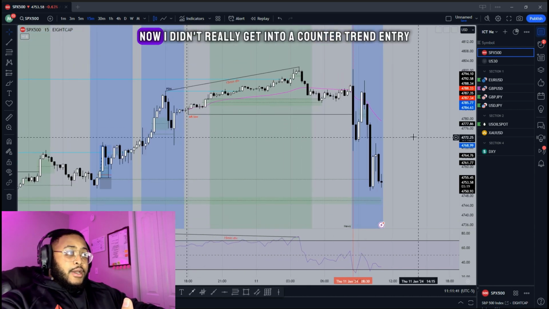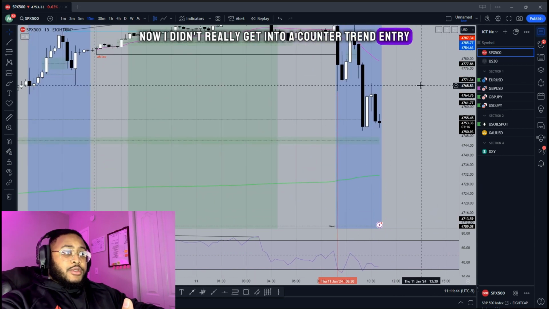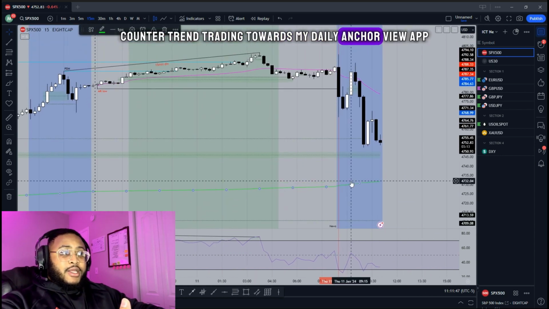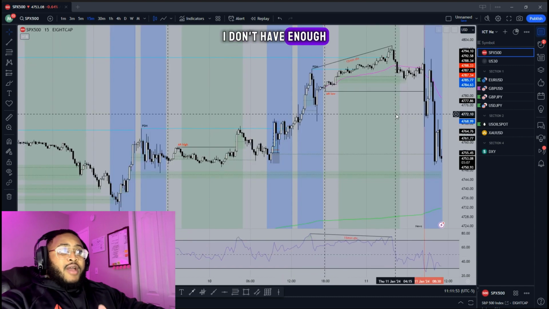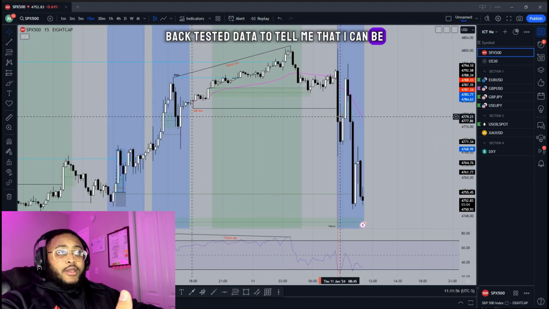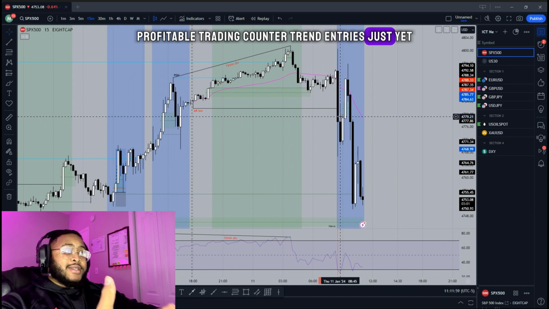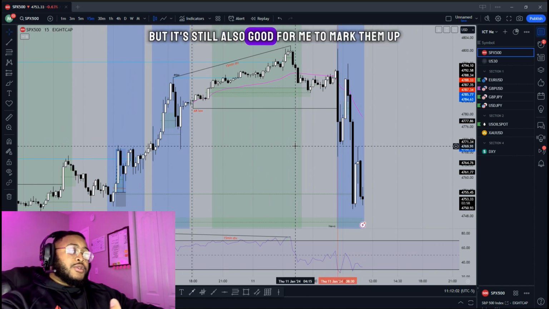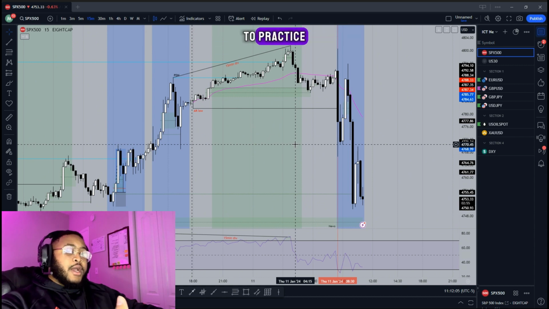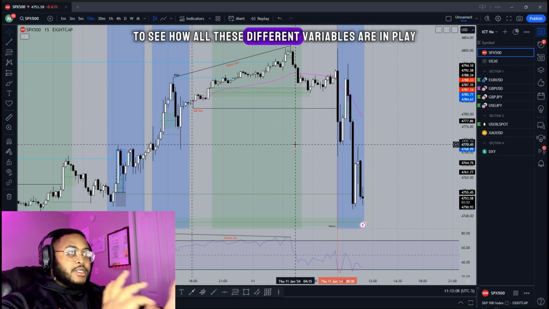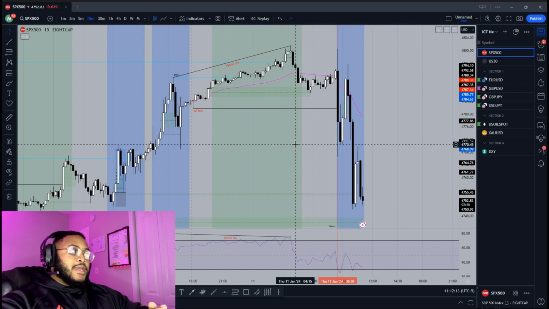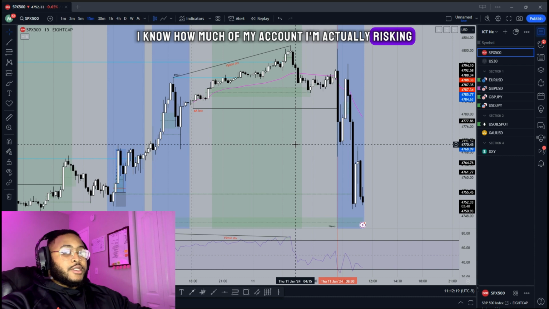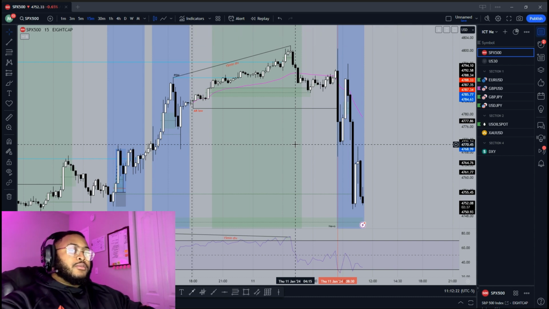Now, I didn't really get into a counter trend entry, counter trend trading towards my daily anchor VWAP, which like I said, gives me my bias for the day. I don't have enough back tested data to tell me that I can be profitable trading counter trend entries just yet, but it's still good for me to mark them up, to practice, to look at price action, to see how all these different variables are in play, so that when I do actively start putting money on it, I can put a risk profile on it, meaning I know how much of my account I'm actually risking, and it prevents FOMO, fear of missing out.